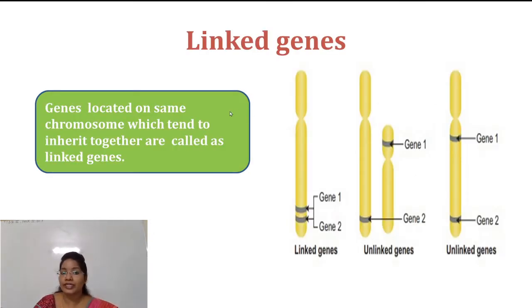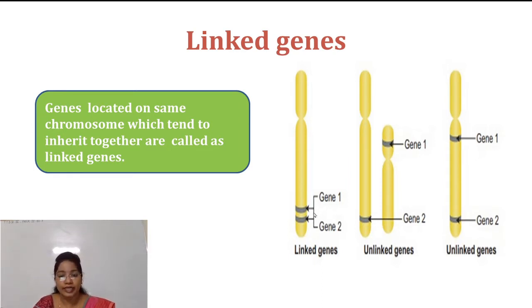There is another phenomenon, that is linked genes. These are the chromosomes, and there are different types of chromosomes. On these chromosomes, genes are present. In the first case, this is gene first and this is gene second. These two genes are closely located on the chromosome, so there is a tendency of these genes to inherit together in the next generation also. When genes located on the same chromosome inherit together, such genes are called linked genes.